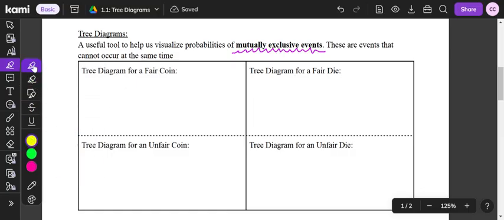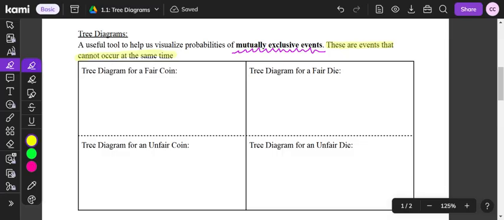We would say that mutually exclusive events are events that cannot occur at the same time. So if you have a highlighter on you, I would highly recommend getting that out and highlighting that sentence in your notes. And I'll talk for just briefly about what that means. So events that cannot occur at the same time, things that are mutually exclusive.